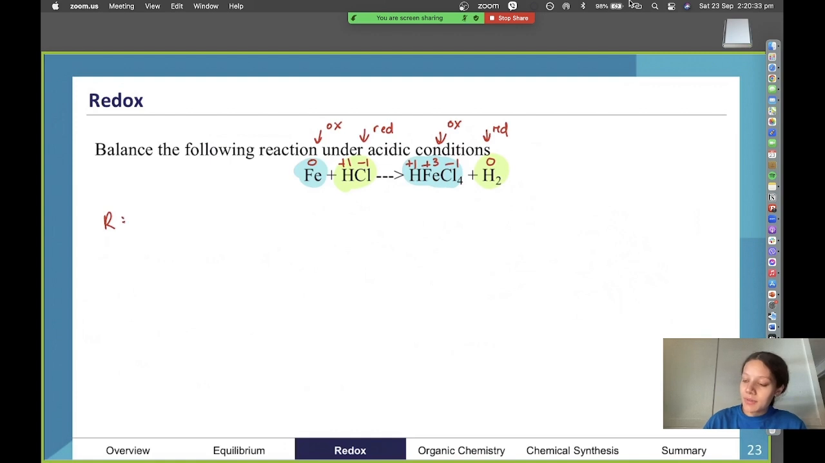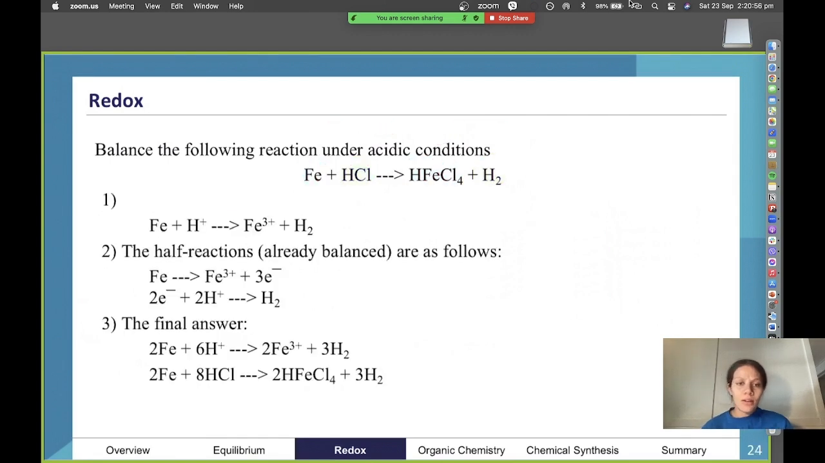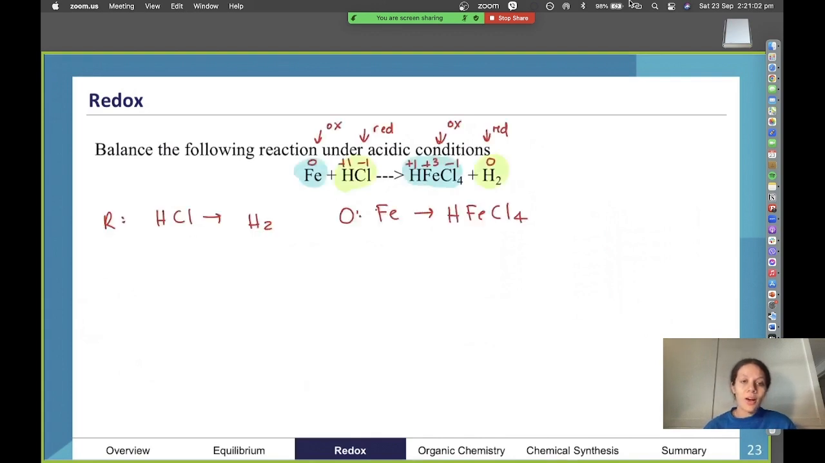So let's write them out. So reduction: HCl to H2. Oxidation: Fe to HFeCl4. Alrighty, we'll start with our reduction half equation. So let's balance... we actually already balanced it as below. Okay, yes, sorry.